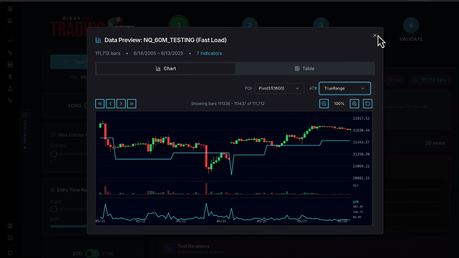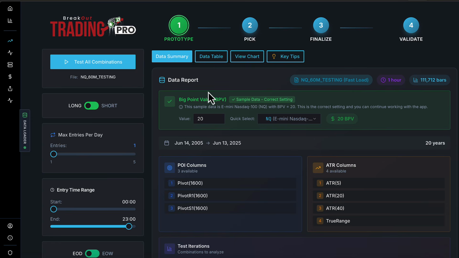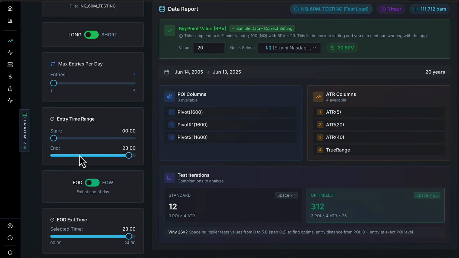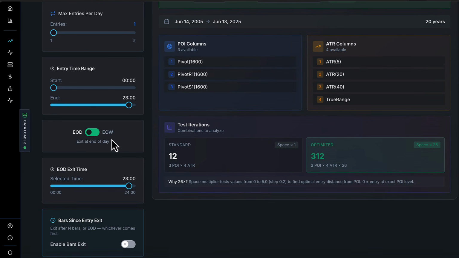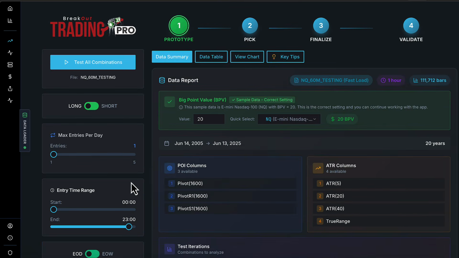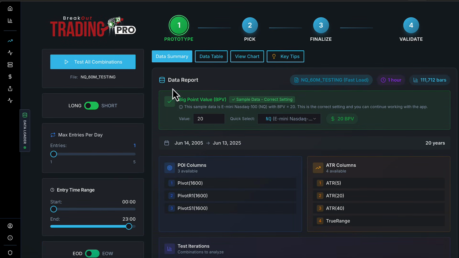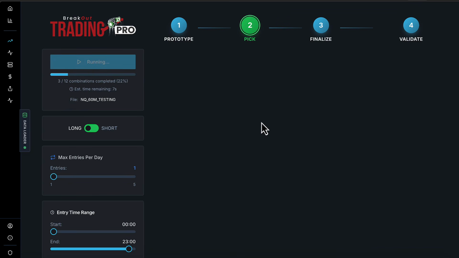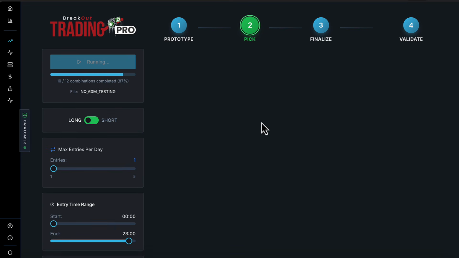Okay, so let's now quickly prototype breakout trading strategies using the pivot point as a point of initiation. Let's do long only, 1 entry per day, the entire trading range. Let's do an exit at the end of the day. So that means a day trading strategy. Very simple. We're just prototyping a vanilla plain foundational model to see if there would be some viability in it. We can always add some indicators as filters later. And now if we just search the space, we will see how well it does.